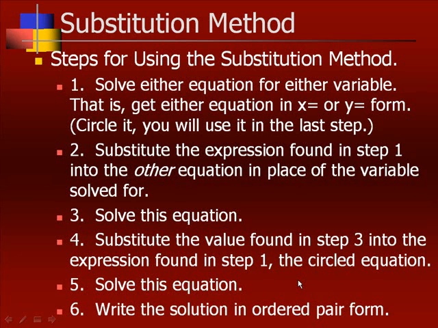Number 2, substitute the expression found in step 1 into the other equation in place of the variable solved for. So if we've solved for x in the first one, we're going to plug it into the other in place of x. Step number 3, solve this. Step number 4, substitute the value found in step 3 into the expression found in step 1, the circled equation, and then we're going to solve this. And then we always go back and write our solution in ordered pair form.